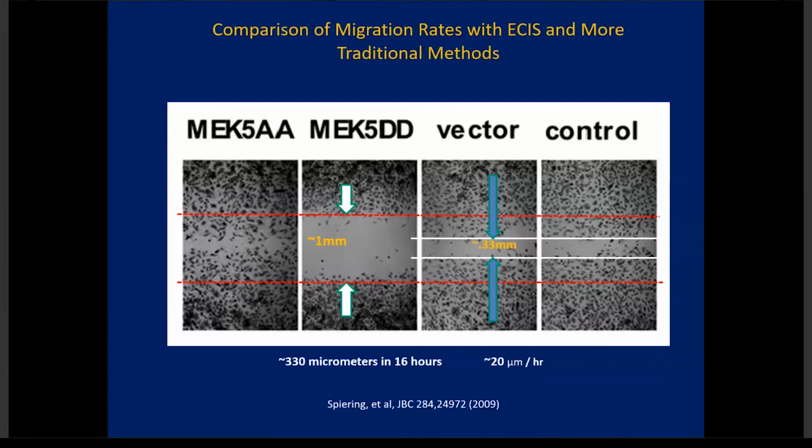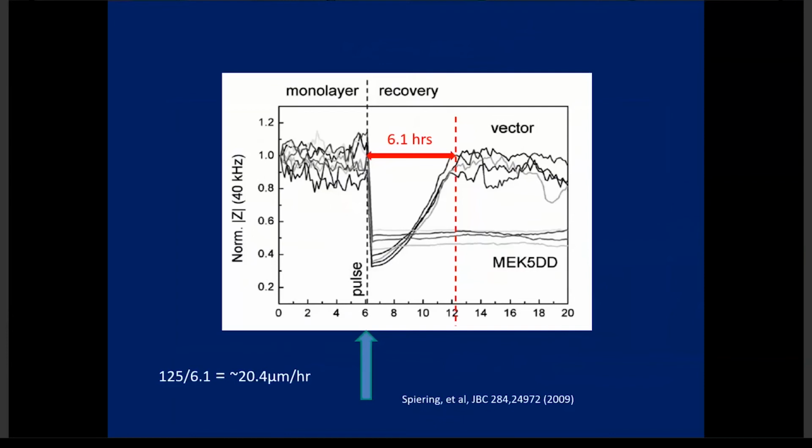The same experiment, though, in this paper was done with ECIS. Again, in this case, no migration. In the other case, about 20 micrometers per hour. Here's the data with ECIS. The pulse is applied to the confluent layer of cells. In about 6.1 hours, we see the vector and the control returning to control levels.